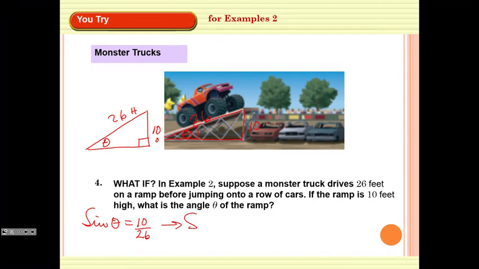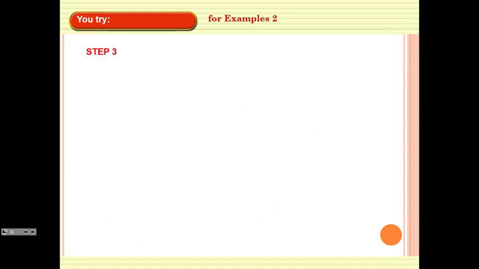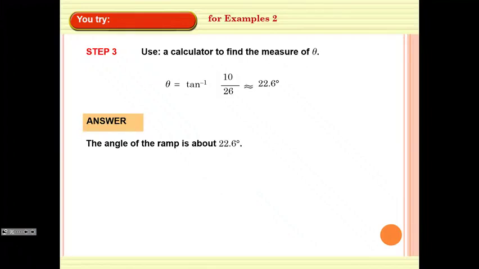So to solve it, you're going to do sine negative 1 because I'm looking for the angle. 10 divided by 26, that's going to equal our theta. So pop it in the calculator, just like what we've done. Second sine, and we're going to do 10 divided by 26. You should get 22.6 degrees. And you can follow along with these steps right here to help you out.